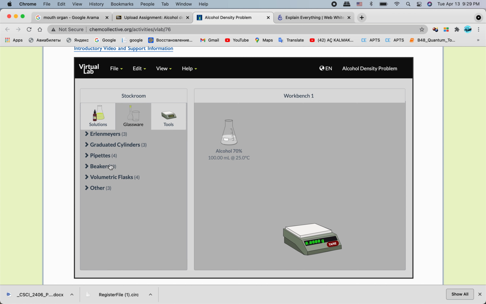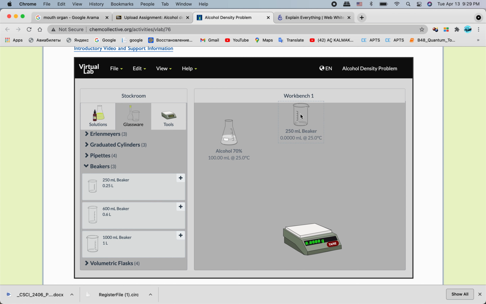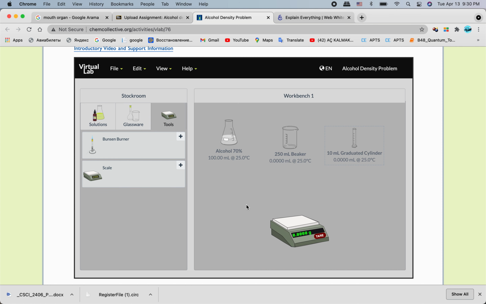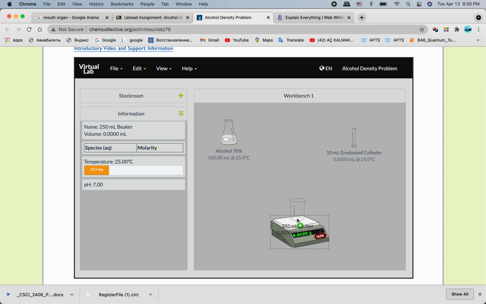For that we need some beakers, for example this one, and some cylinders, for example this one, and that's all. And I just opened the scale here, with which we will find the mass of our stuff. So let's get started. Firstly, we have to put our beaker right here.